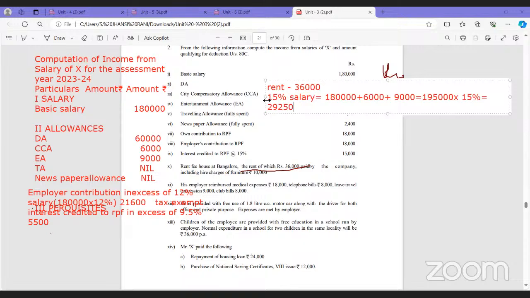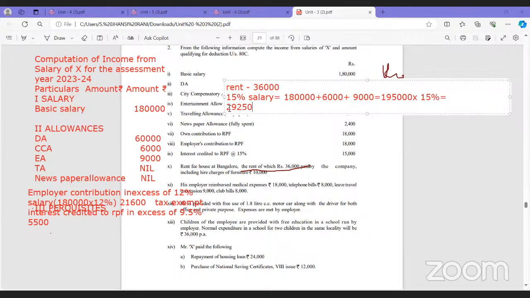29,250, ma'am. Whatever is less, that's it. Least means the amount which is less. That is called the least one. 29,250 is the less one out of 36,000 or 29,250.